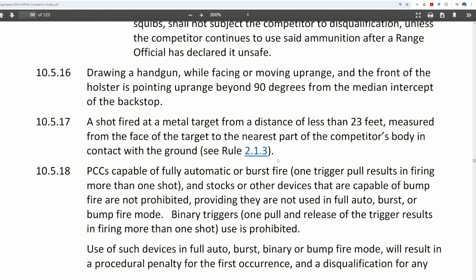Okay, so there's a lot going on here with this rule. First off, it's while the gun is being drawn that this DQ could possibly apply. It has to be either while facing uprange or moving uprange. And so this is an operative clause. That means both the first clause and the second clause have to occur for the DQ to be valid. So, and the front of the holster is pointing uprange beyond 90 degrees from the median intercept of the backstop.